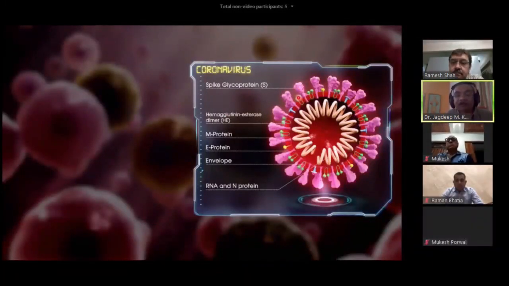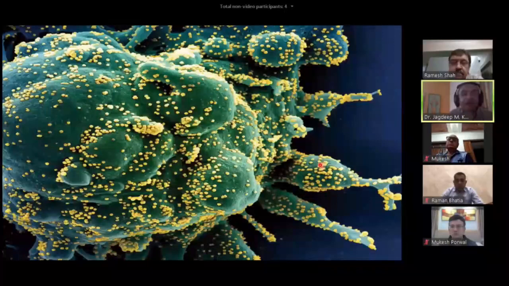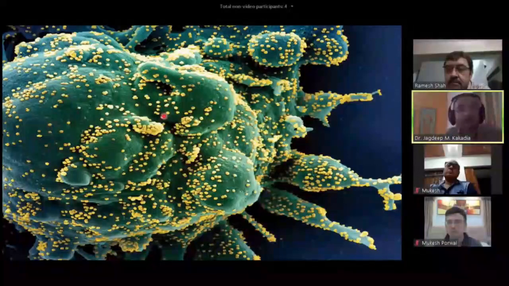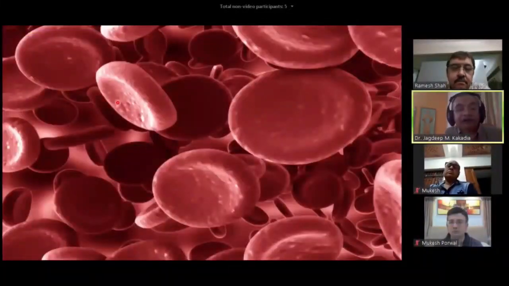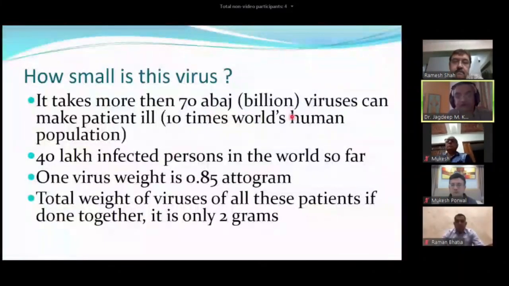So as I said, this is the glycoprotein, and this is the HE, hemagglutinin. This is the protein and fat made capsule, that is known as the capsid, and this is the genome, which is a single genome of 30,000. And the virus is so tiny that as many as about 72 lakh viruses can fit in one swollen reticulocyte or one swollen white blood cell. And they have an affinity to infect red blood cells also.